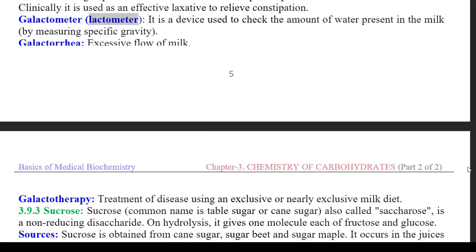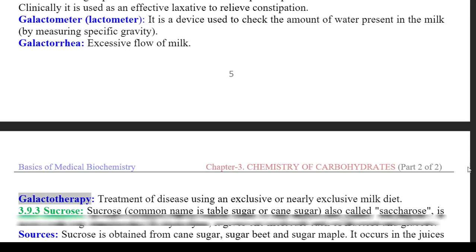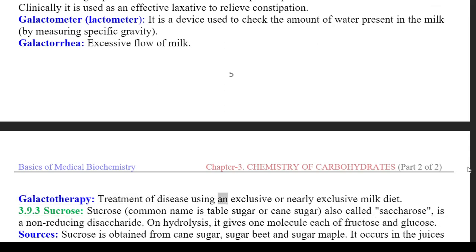Galactometer, or lactometer: it is a device used to check the amount of water present in the milk, by measuring specific gravity. Galactorrhea: excessive flow of milk. Galactotherapy: treatment of disease using an exclusive or nearly exclusive milk diet.